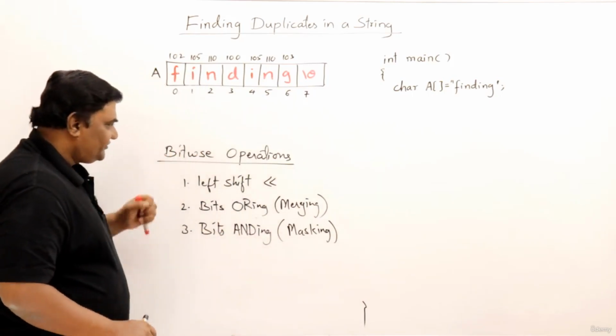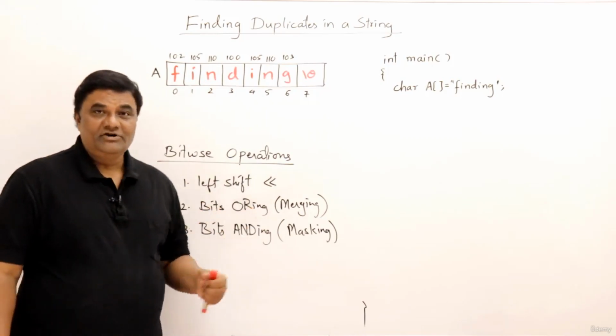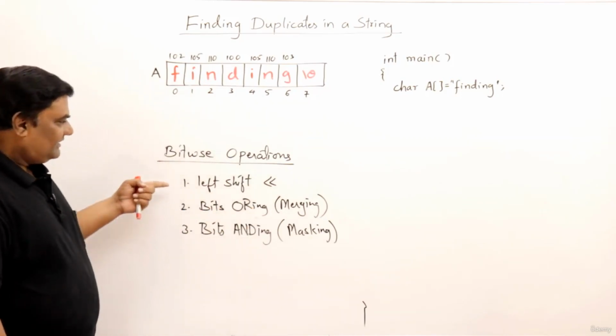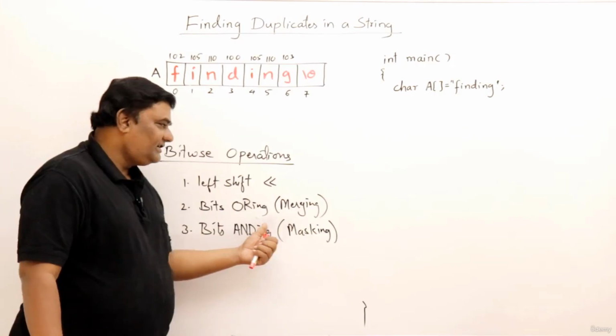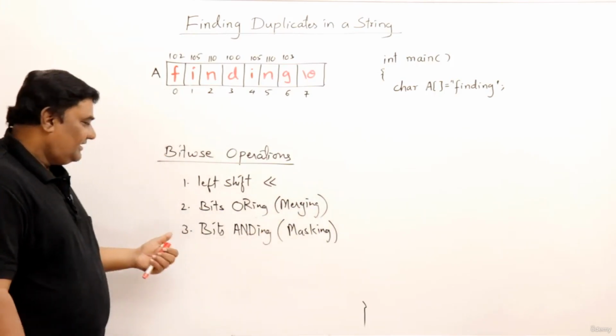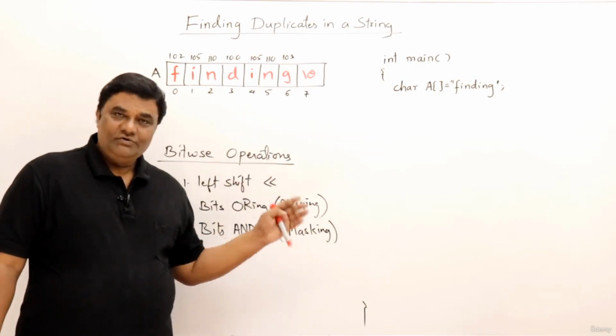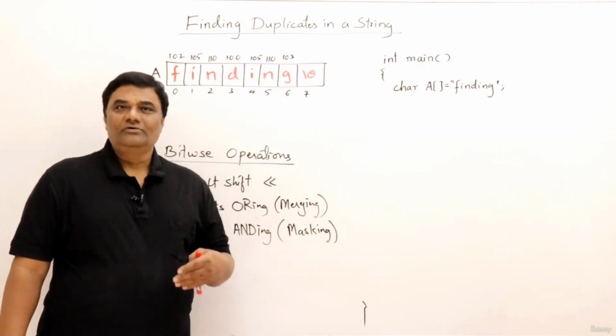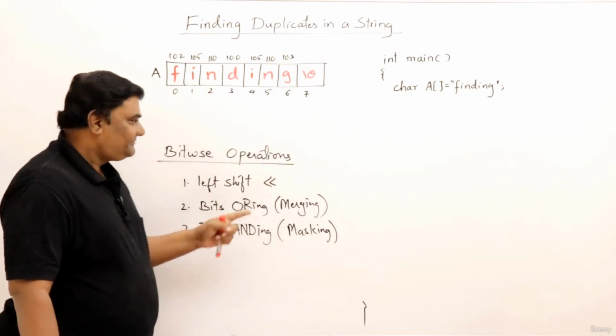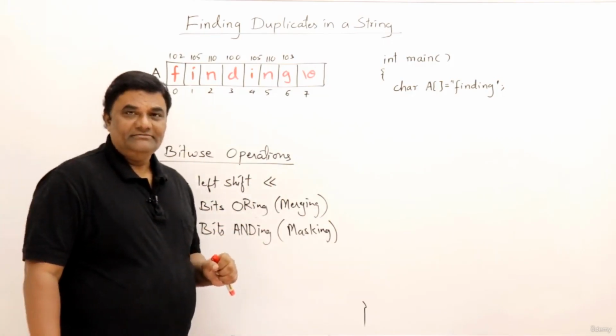See, the concepts that we should know is bitwise operations. What bitwise operations we should know? Left shift and bits ORing, which is also called merging, and bits ANDing, which is also called masking. So we should know these things. Then we will see how to find duplicates. So let me explain all these things one by one.